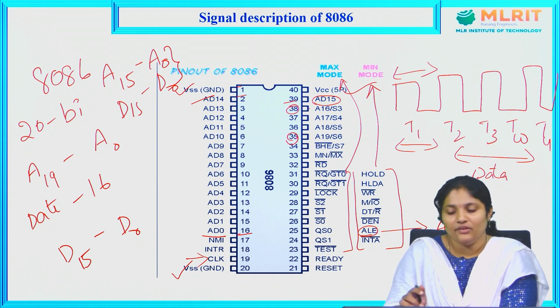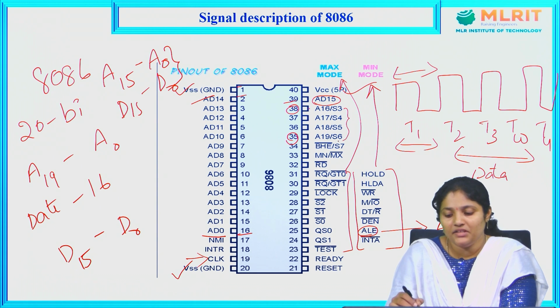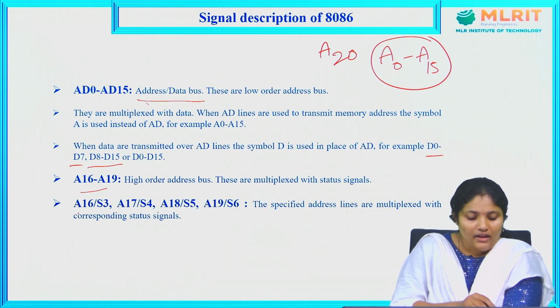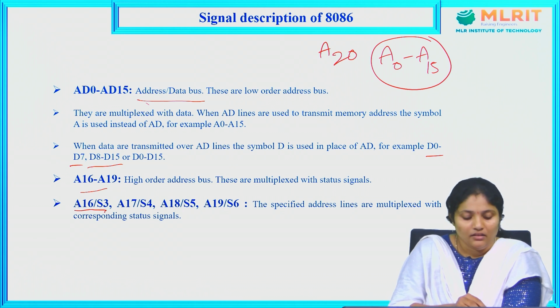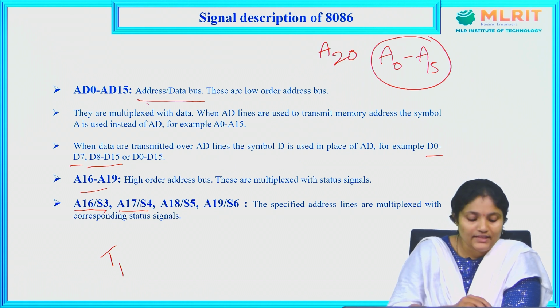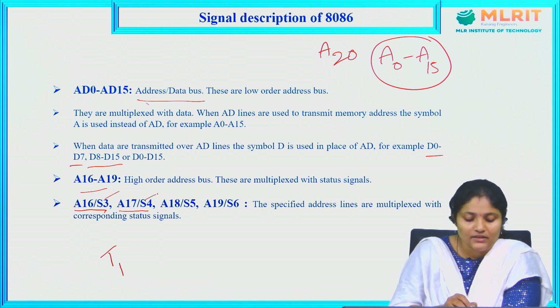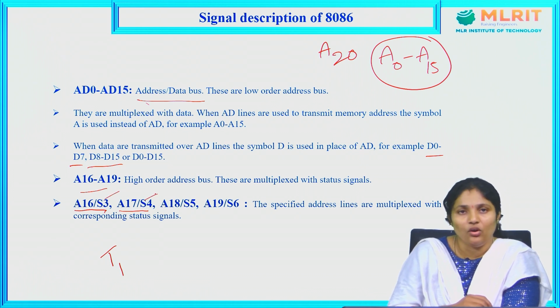Along with the address pins, there are status lines which specify some specifications. Here A16 is shared with S3. In the first T1 clock cycle, A16 and A17 provide the address, and S3 and S4 provide the status of which segment has been accessed.